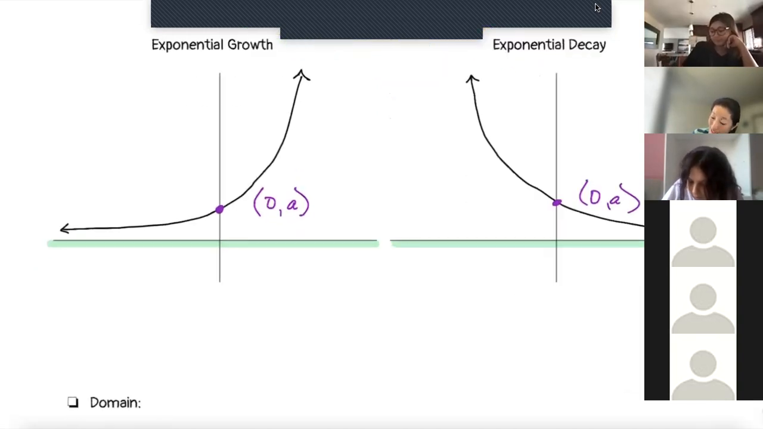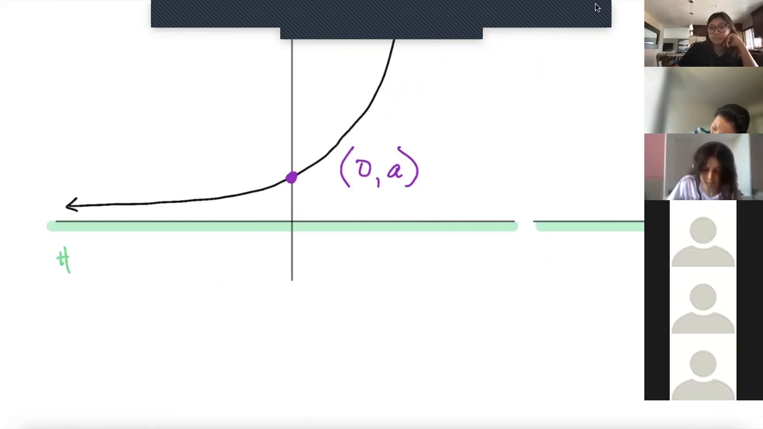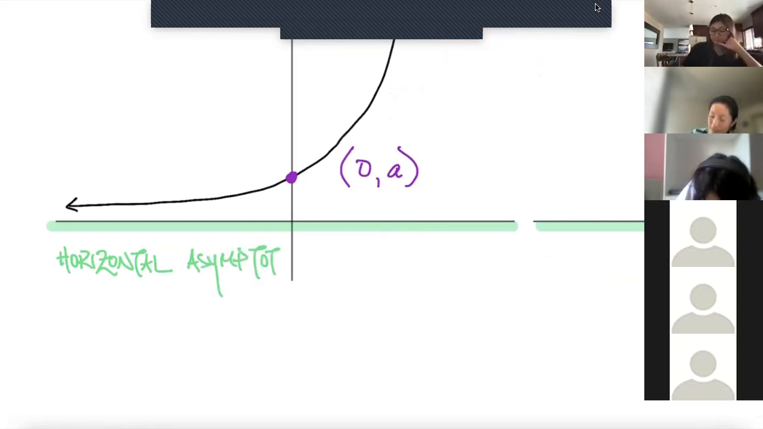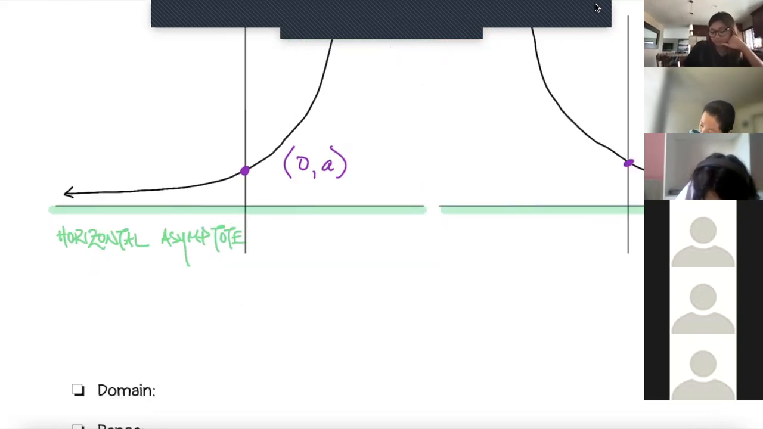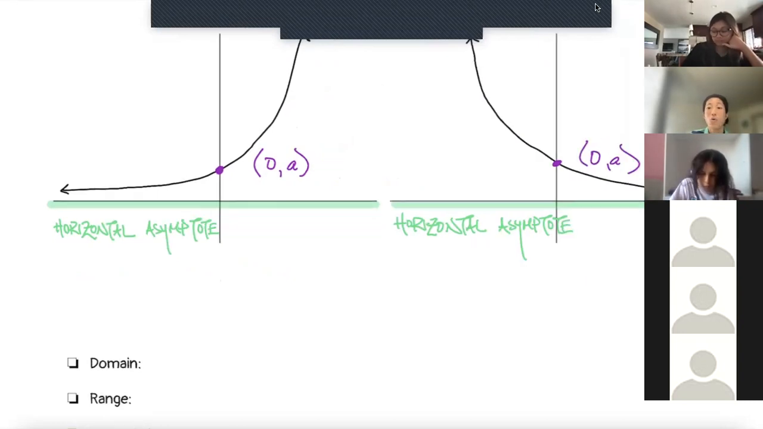Anybody ever heard of the asymptote, right? We're going to go ahead and call this a horizontal asymptote, right? This green line is called a horizontal asymptote. All right. So the green line is a horizontal asymptote.